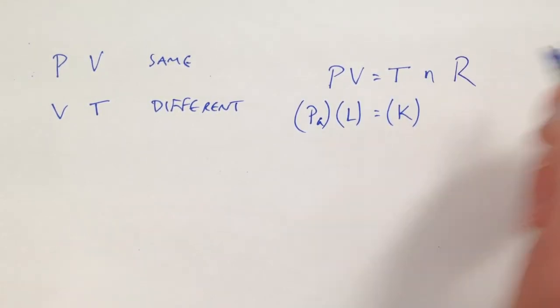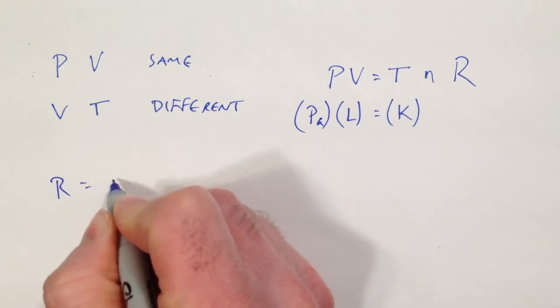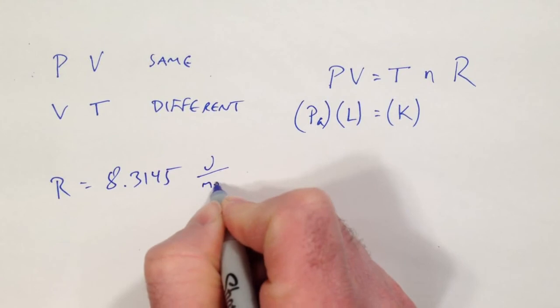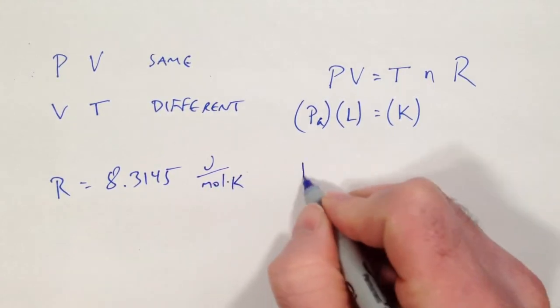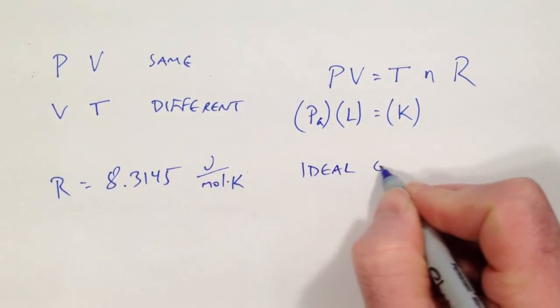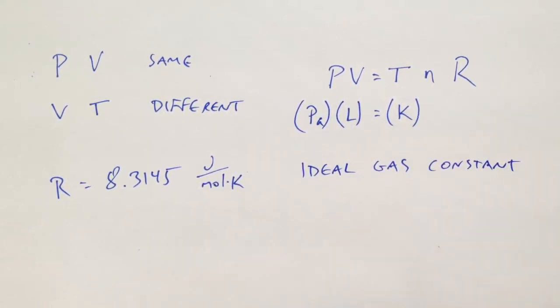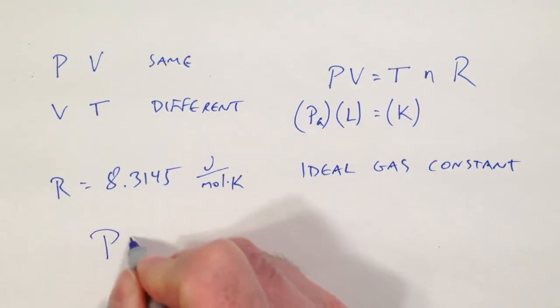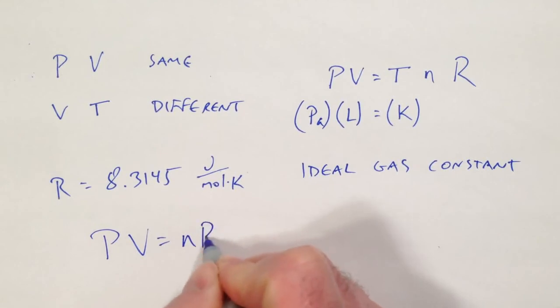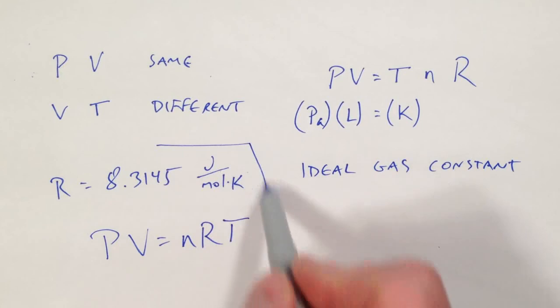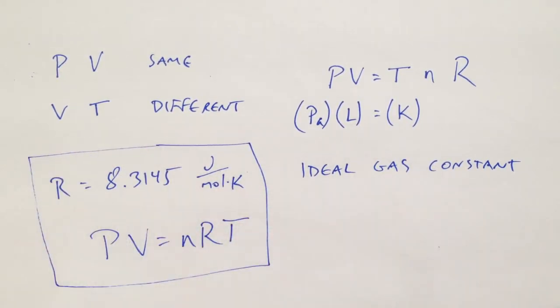We call that R. So for your reference, R is equal to 8.3145 joules per mole kelvin, and it is called the ideal gas constant. It's called the ideal gas constant because this equation, the ideal gas law, which I rearranged the letters to show you how it's usually written, does not describe every gas in every situation. There's a lot of assumptions.